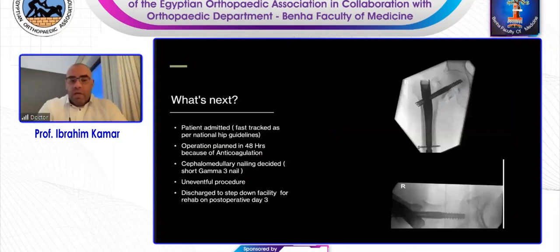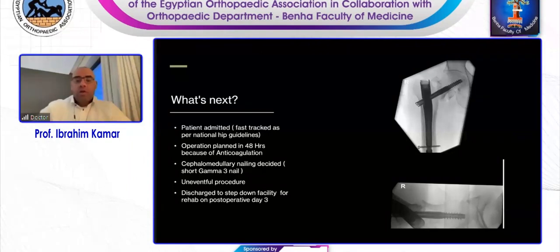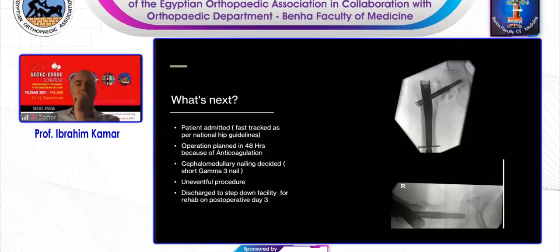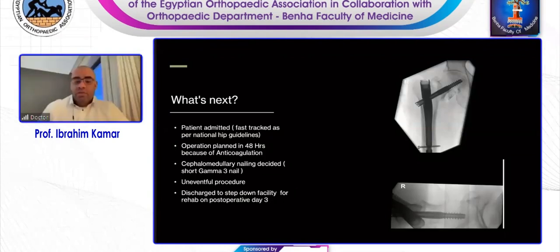What's next? The patient was admitted to our hospital with fast track as per national hip guidelines in Ireland. The operation was planned for 48 hours post-injury after discussion with the anesthesia team because of the anticoagulation. Cephalomedullary nailing was decided. We used in this case a short Gamma nail, Gamma 3, uneventful procedure. Even though there is some sort of malreduction in the X-ray as we see, the patient was discharged to a step-down facility for rehab on post-operative day 3 without any problems.